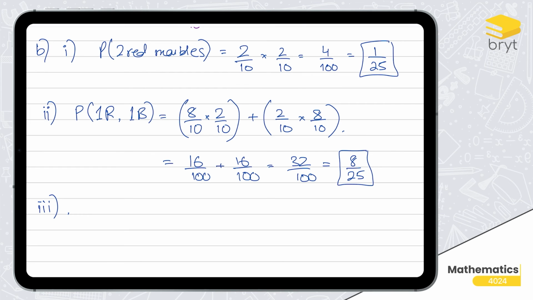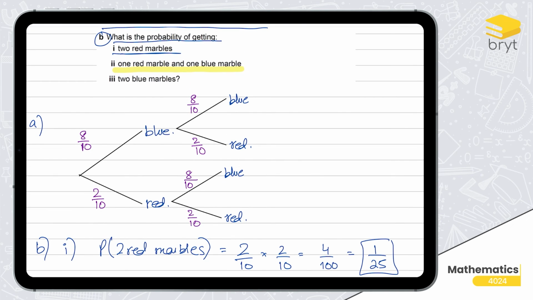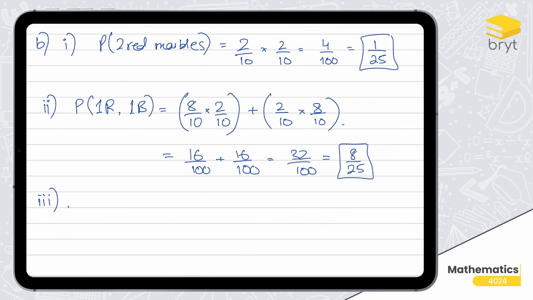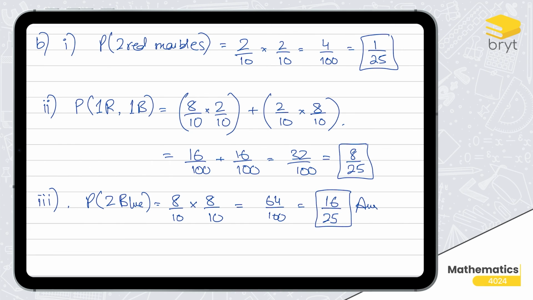I hope you understood these 2 parts. The third part is asking for 2 blue marbles. So that is just blue and blue, 8 over 10 times 8 over 10. And the reason why we're multiplying this is because blue and blue, red and red. That's why. 64 over 100, when simplified, we get 16 over 25. And that is your answer.